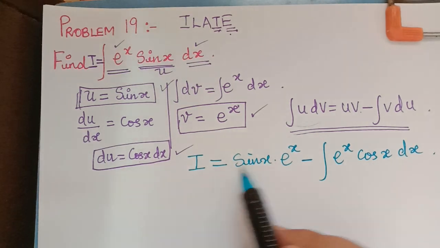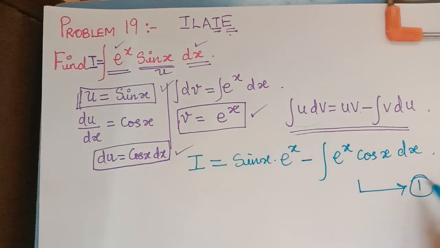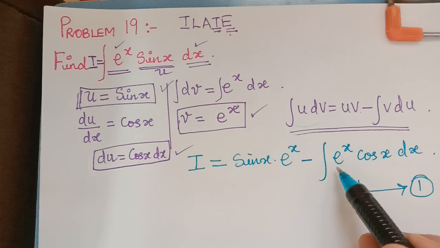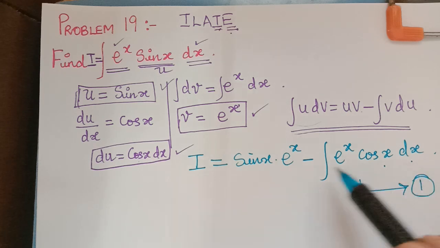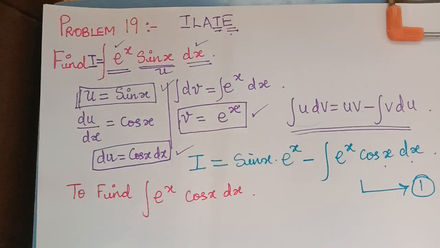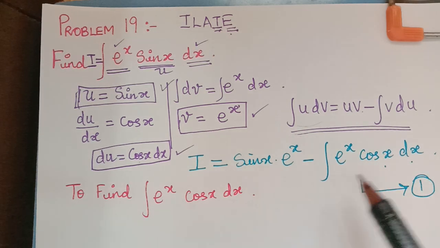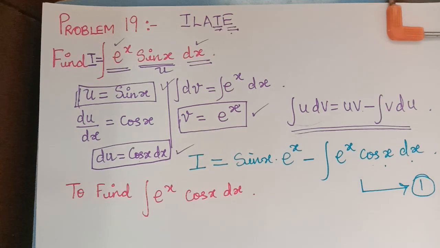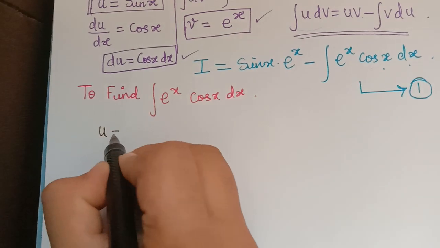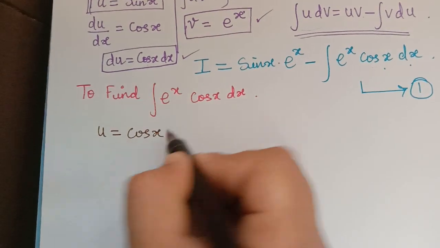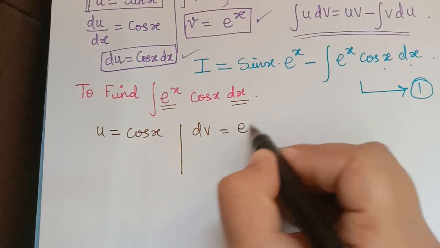So now we have obtained the integral I. Let us mark this as equation 1. Now in this we have to evaluate the integral e power x cos x dx. If we evaluate this, we will obtain the integral I. Now we have to find the integral e power x cos x dx separately and then substitute in equation 1. So again this has to be done using integration by parts, where u will be equal to the trigonometric function, as I told you before, and dv will be equal to the remaining function, which is e power x dx.